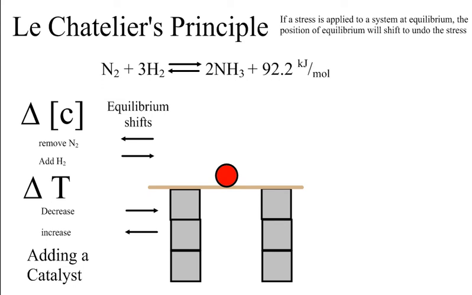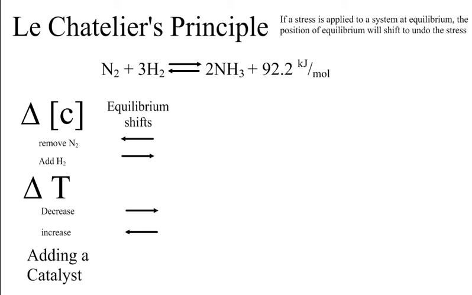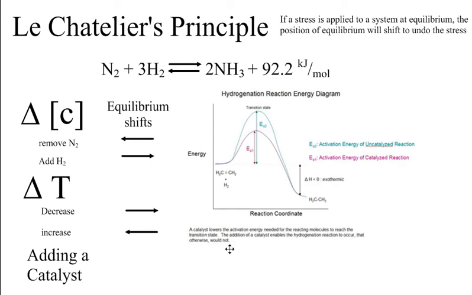Another question the AP exam loves to ask is, what would happen to equilibrium? Which direction is equilibrium going to shift if I add a catalyst? Now this one, our little ball and cinder block analogy is not going to work out so well, so I'm going to get rid of it. And instead I'm going to bring back an old friend, an energy diagram.